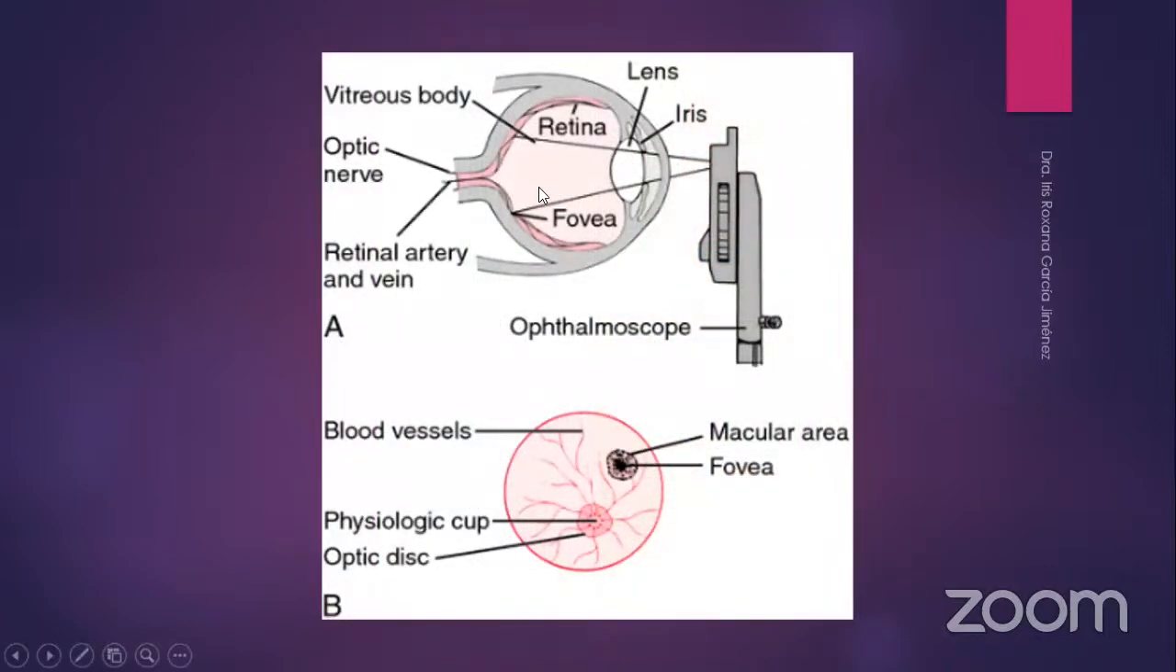This is the position. This is the general view and a schematic graph, I think. The macular area, the fovea, the blood vessels, physiologic cup, and the optic disc. Just as information for making a small review about the retina and the details we must look for.